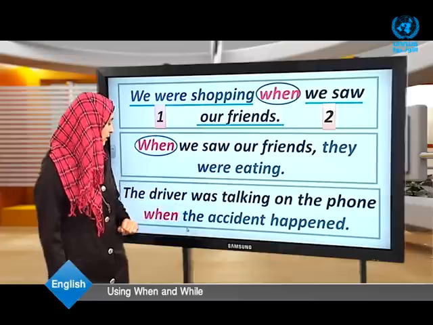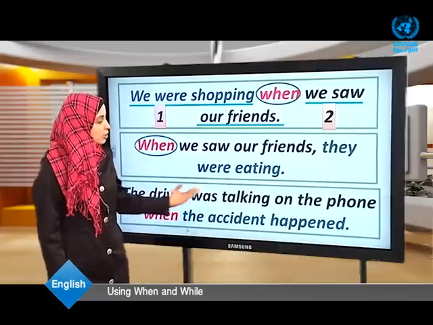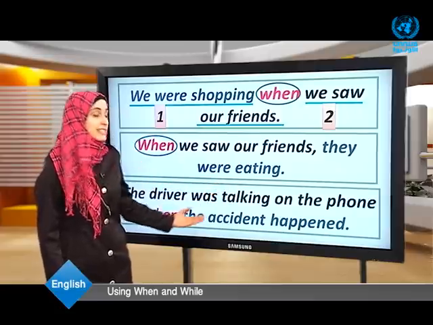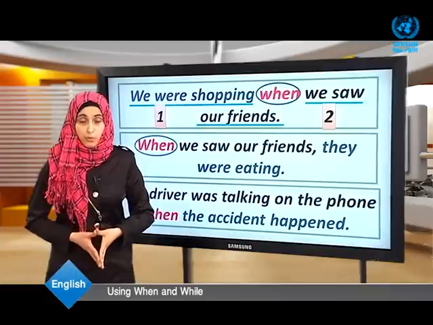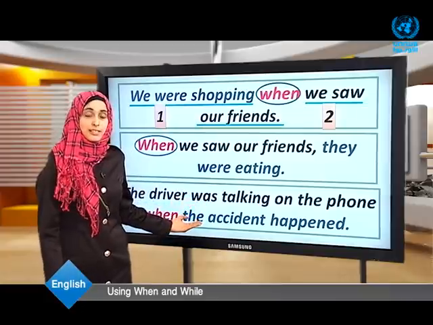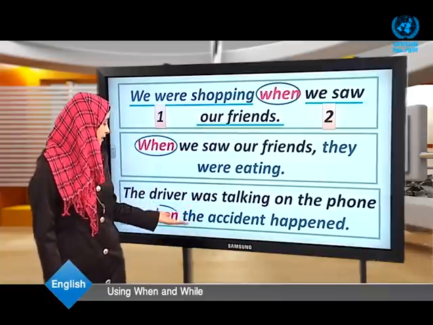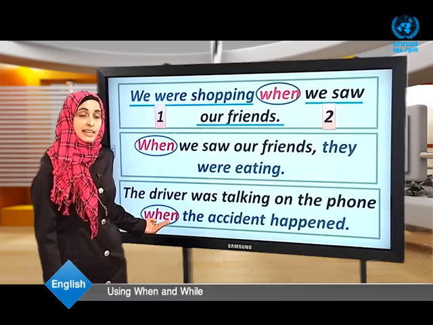Now the last example: the driver was talking on the phone when the accident happened. Again, the driver was talking on the phone when the accident happened. So again, we have two actions joined with when, and when here is in the middle.